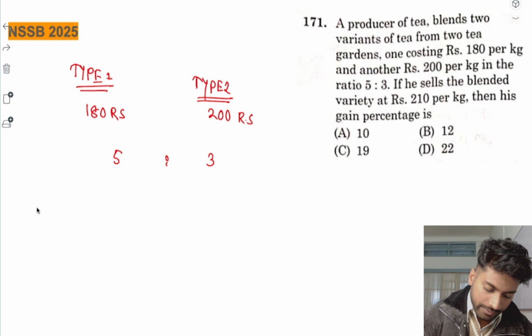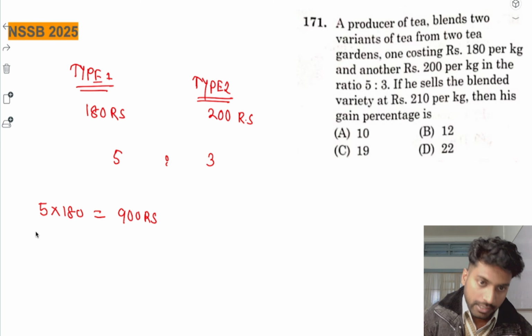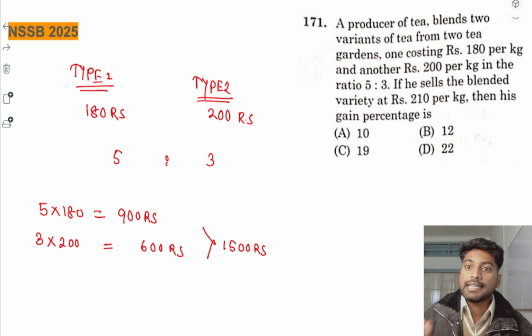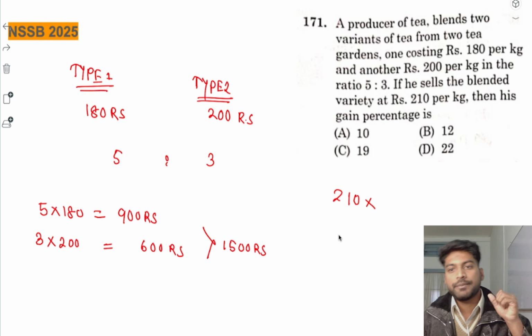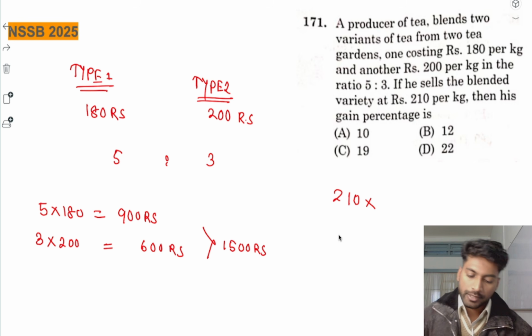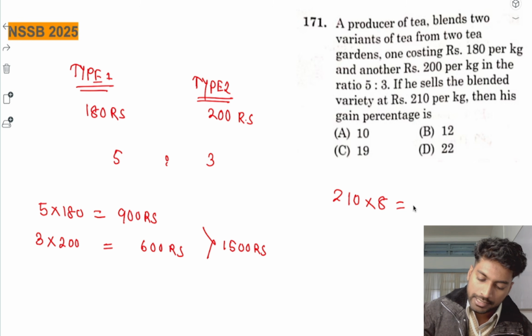So for 5 kg at 180 rupees per kg, that is 900 rupees. He is investing 900 rupees. For the second type, he's taking 3 kg at 200 rupees per kg, so that is 600 rupees. Total investment is 1500, and he is selling the tea at the rate of 210 per kg. The total quantity is 5 kg plus 3 kg, so 8 kg. So it's 1680.